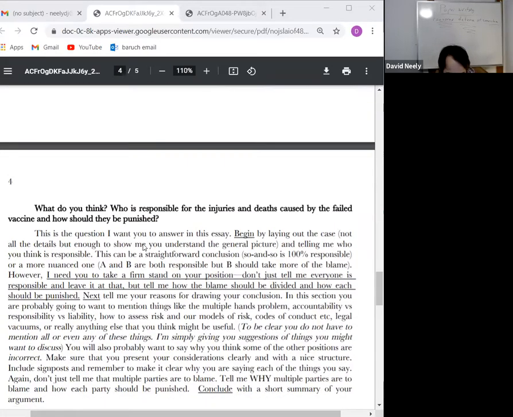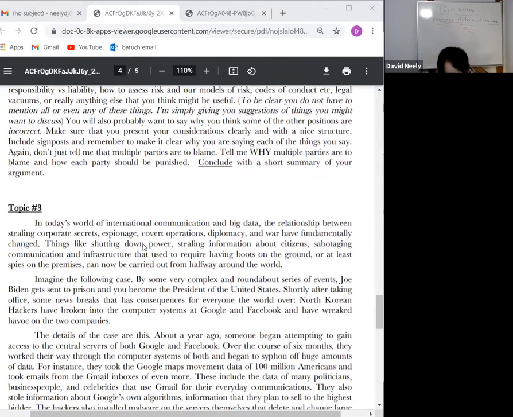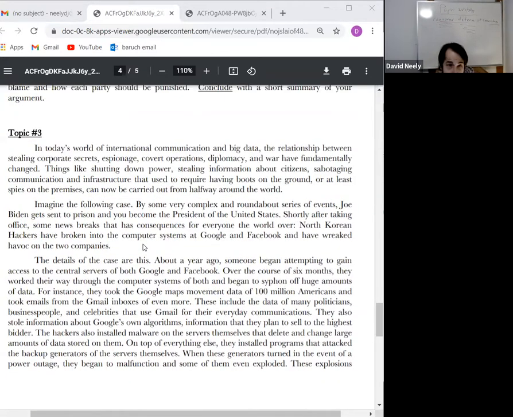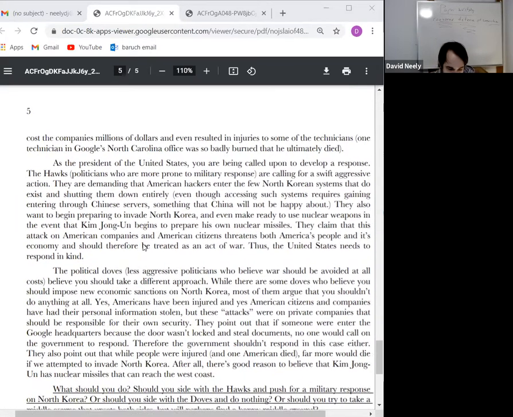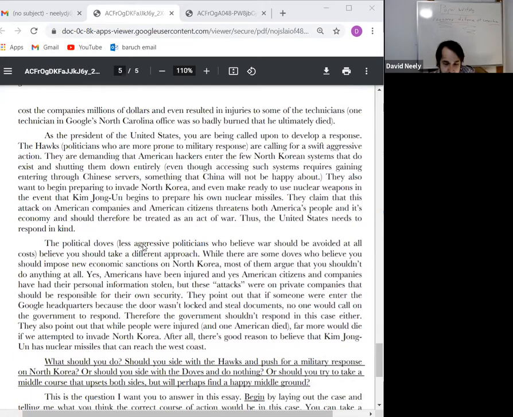The third one is going to be about something we haven't actually talked about yet. It's going to be talked about next time. But if you want to get a head start on this one, the basic idea is, imagine North Korea breaks into the servers of Google and Facebook and causes a lot of damage. You somehow become president, and some people are demanding a military response. Others say you shouldn't do anything. What's the correct thing to do in response as the president of the United States?